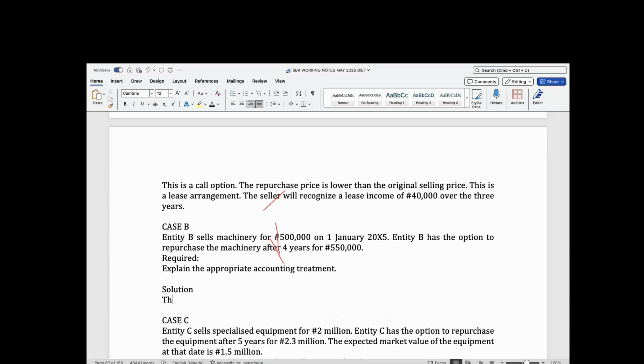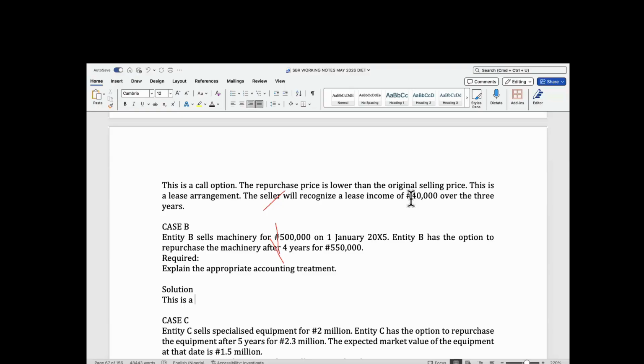Sir, sorry to draw you back. For the treatment of the 40,000, I didn't write it immediately, so I don't want to forget. You said debit lease income and credit contract liability. Okay, you credit P&L, lease income, and debit the contract liability. Thank you, sir. Not the entire 40,000. It will be small over the 3 years. Okay. You spread it.